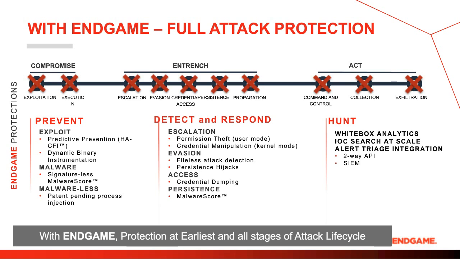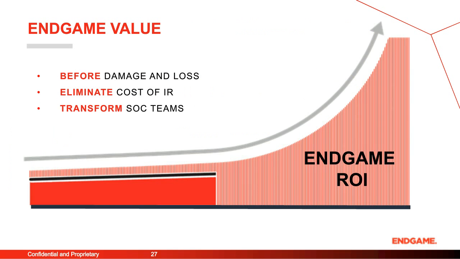And going back to the time axis, squeezing that time, if you look at the dark red bar here, because we were able to stop before any damage and loss, you didn't take on the cost and impact of IR, and you've transformed your hunt teams and your SOC teams to be more proactive in identifying and remediating these threats, which really improves your posture when you're talking about overall business impact of breaches, bringing down that cost and impact to something that's more manageable in your environment.